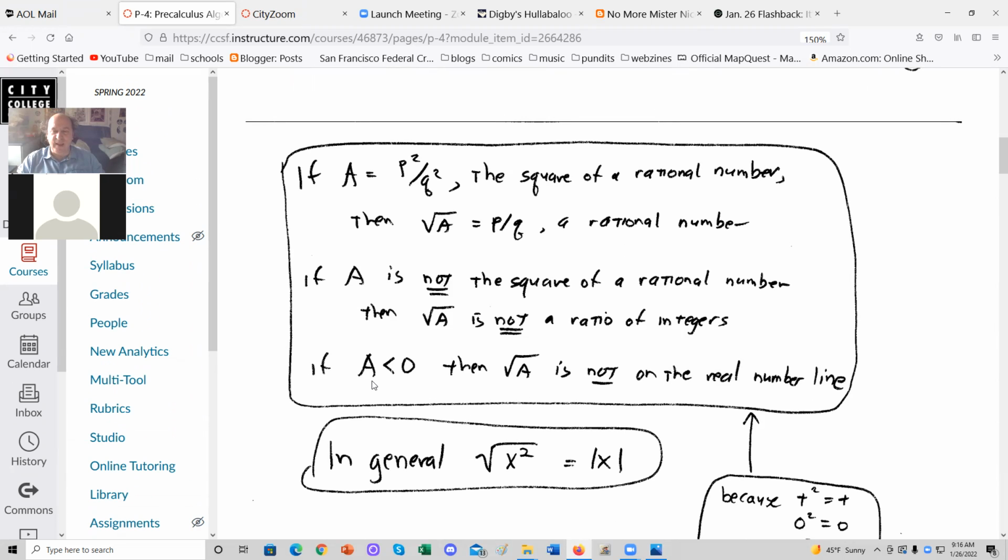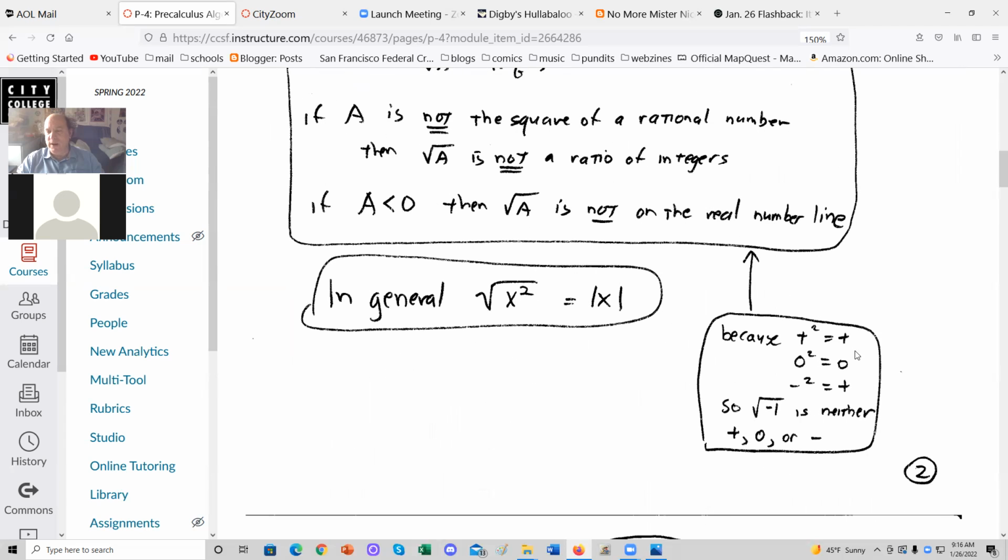And if A is less than 0, then square root of A is not on the real number line. The reason is that if you take a positive number and square it, you get a positive number. If you take a negative number and square it, you get a positive number. Take 0 and square it, you get 0. In none of these cases do you get a negative square. So the square root of -1 is neither positive, 0, or negative. It's a different kind of number called a complex number, and we will be seeing more about that somewhat later.